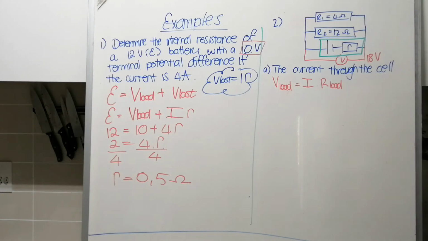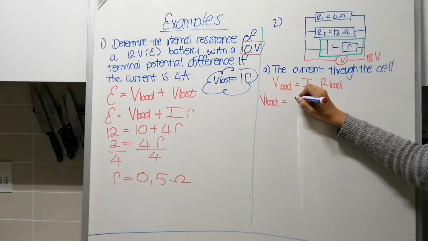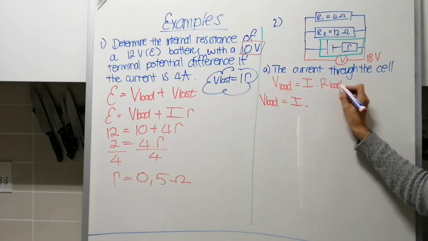Now the way I've done it on your notes is I've split it into 2. On here, I'm going to just chuck it all into one calculation. So I'm going to expand. That's my favorite word. Okay, V load equals I times R load.